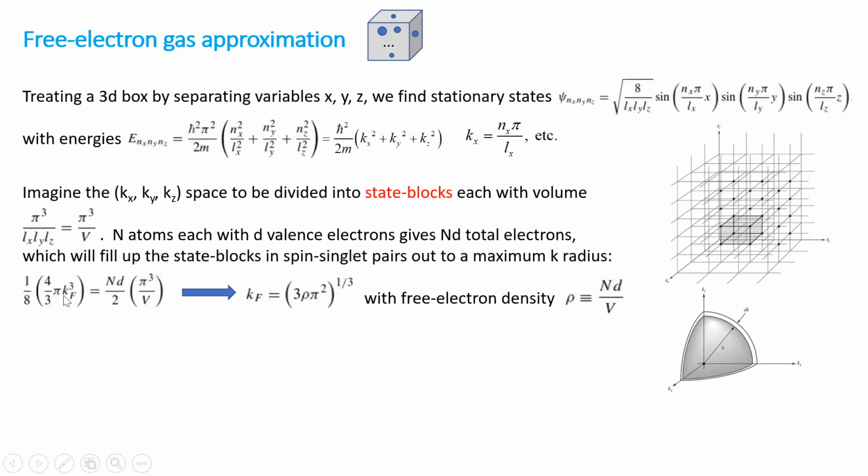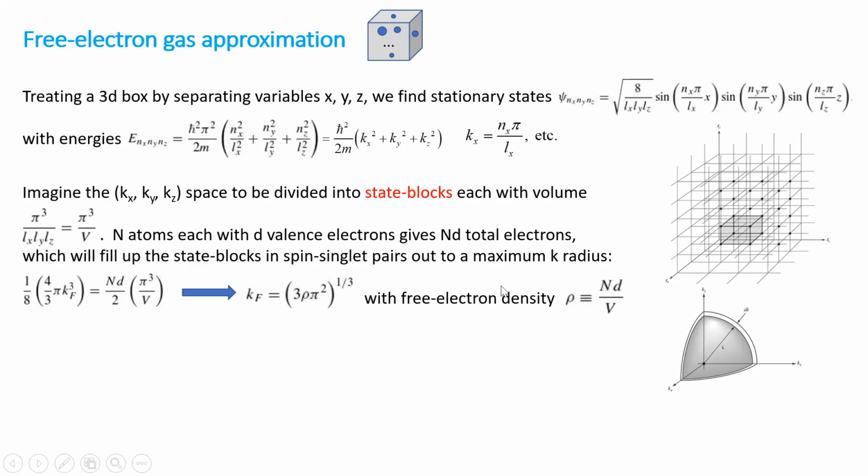We can solve this. Let's see. 4/8 is 1/2. Well, we have 2 in the denominator. That cancels this 2. We cancel a pi, so we have pi squared over here. We bring up a 3, so we have 3 nd over V pi squared is Kf cubed. So Kf would be 3 nd pi squared over V to the 1/3 power.